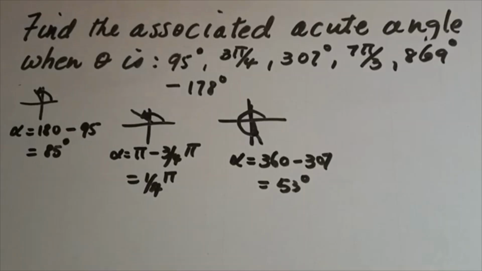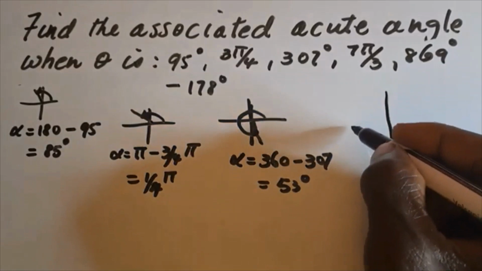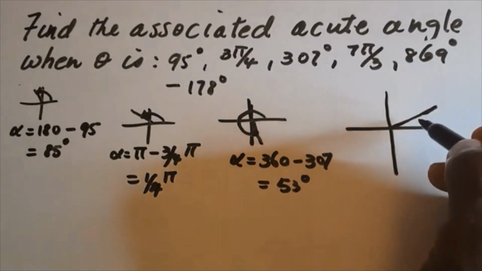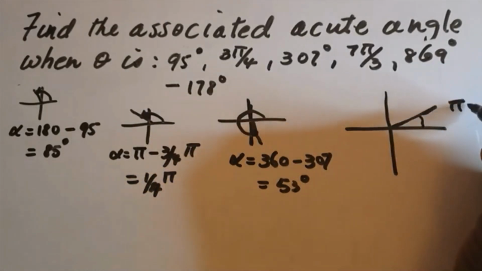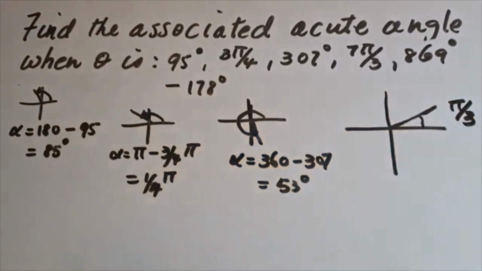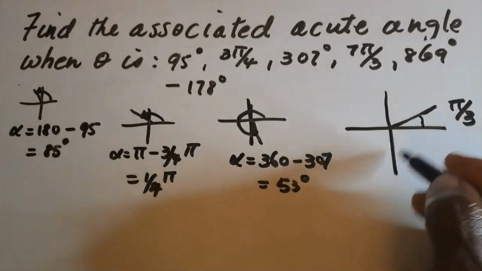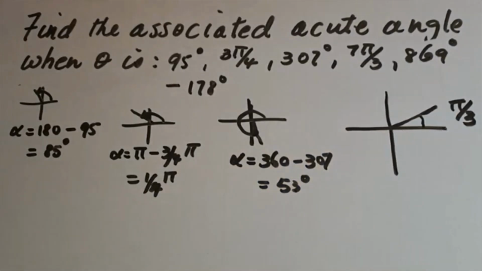So next we have 7 pi over 3. Well, that will take us a revolution and then into this quadrant here, and what we have left is pi over 3. So that's easy to read off because we're taking away from 2 pi. So if we were to convert it to degrees, it would be 420 degrees, take away 360, which will give us pi over 3.